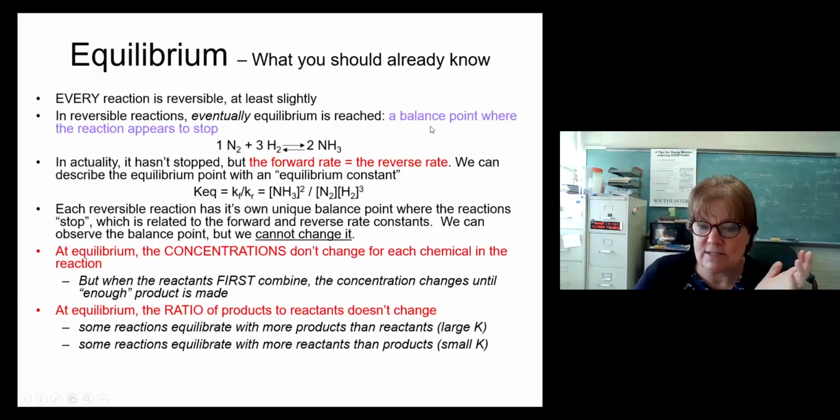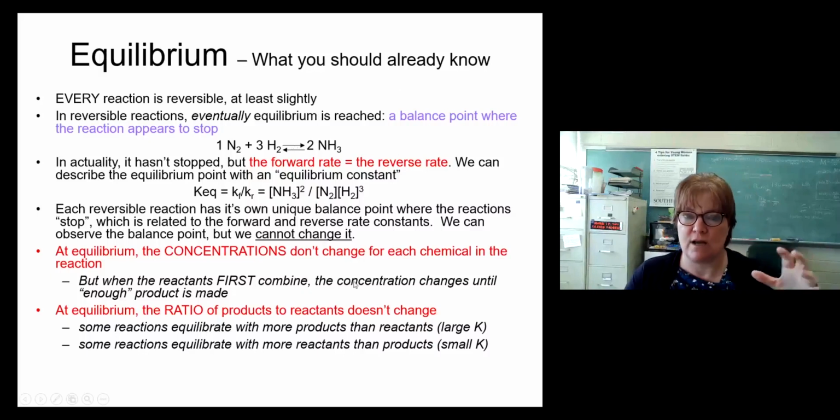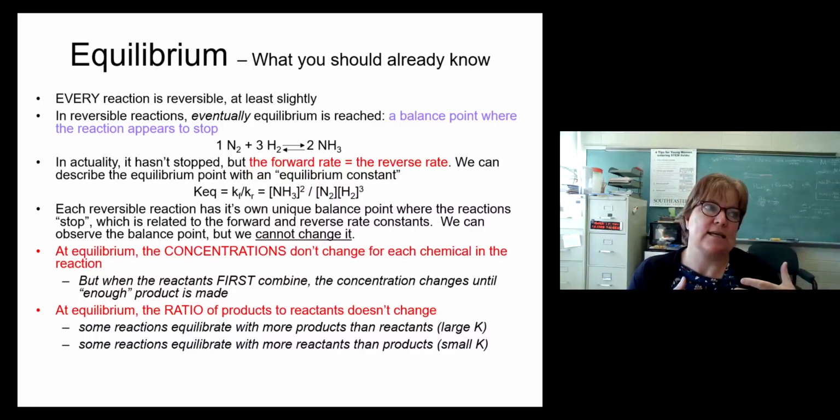Now, at equilibrium, the ratio of products to reactants doesn't change. This will have a K expression that's a ratio of the concentration of the products to the concentration of the reactants. Some reactions equilibrate with more products than reactants. We might say that's a product favored reaction, and we would have very large K values for that. Other reactions equilibrate where very little of the reactant has actually converted. It's more reactants than products, and those have very small Ks.